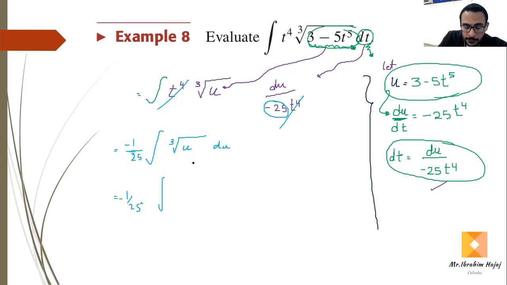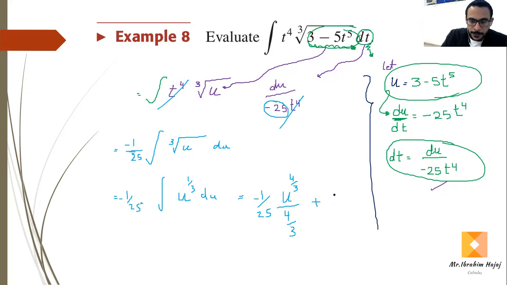And now the integral of any square root, any third root, is u to the power of 1 over 3 du. And then do your integration steps: add 1 to the exponent and divide by the new exponent. Add 1 to 1/3 gives 4 over 3, and divide by the new exponent. Yes, u to the 4 over 3, and this all over 4 over 3 plus c.